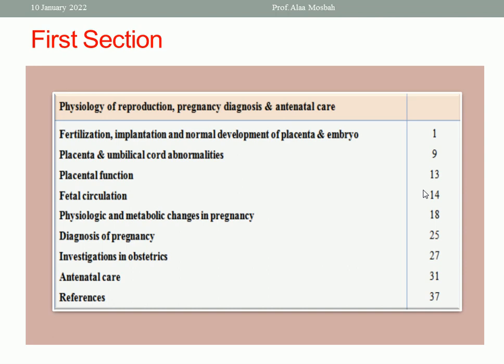What about the fetal circulation? Then we are going to discuss the physiology and metabolic changes during pregnancy. Then how to diagnose pregnancy and what investigations can be done in obstetrics. Then the antenatal care, and lastly the references. And the page of reference in this section is 37.